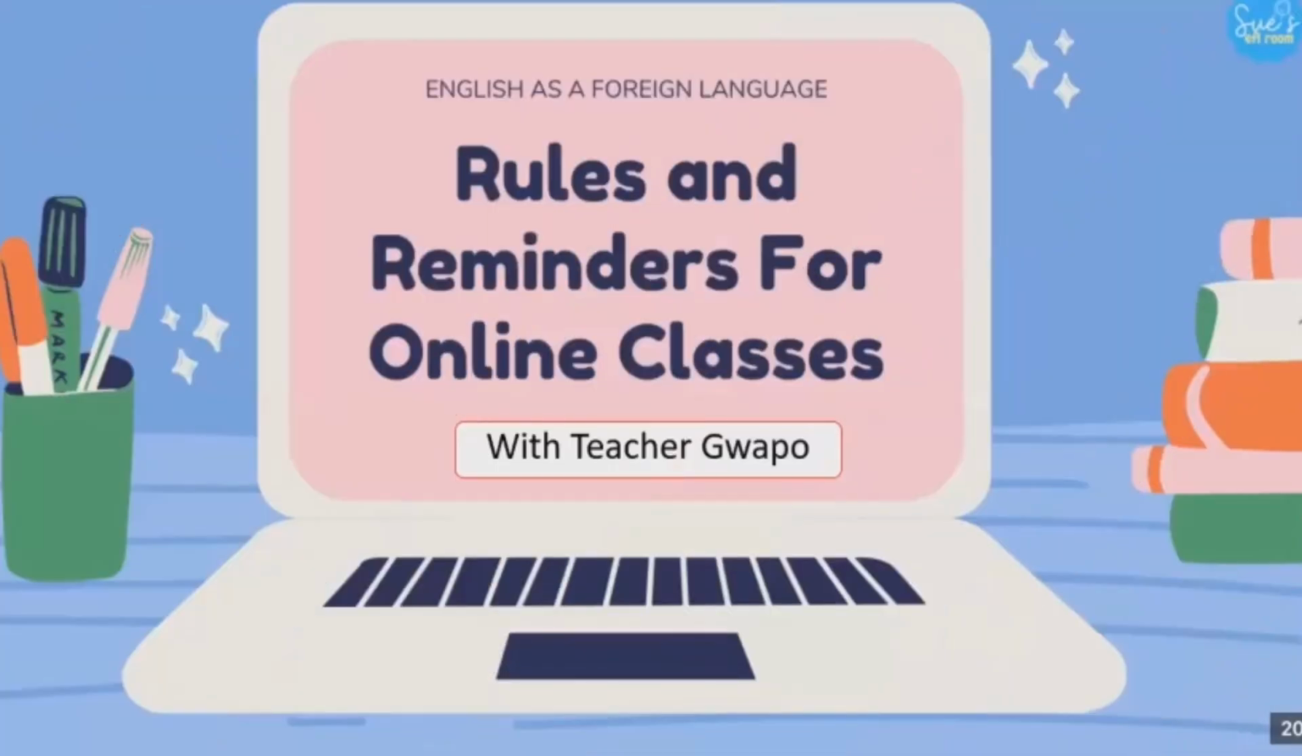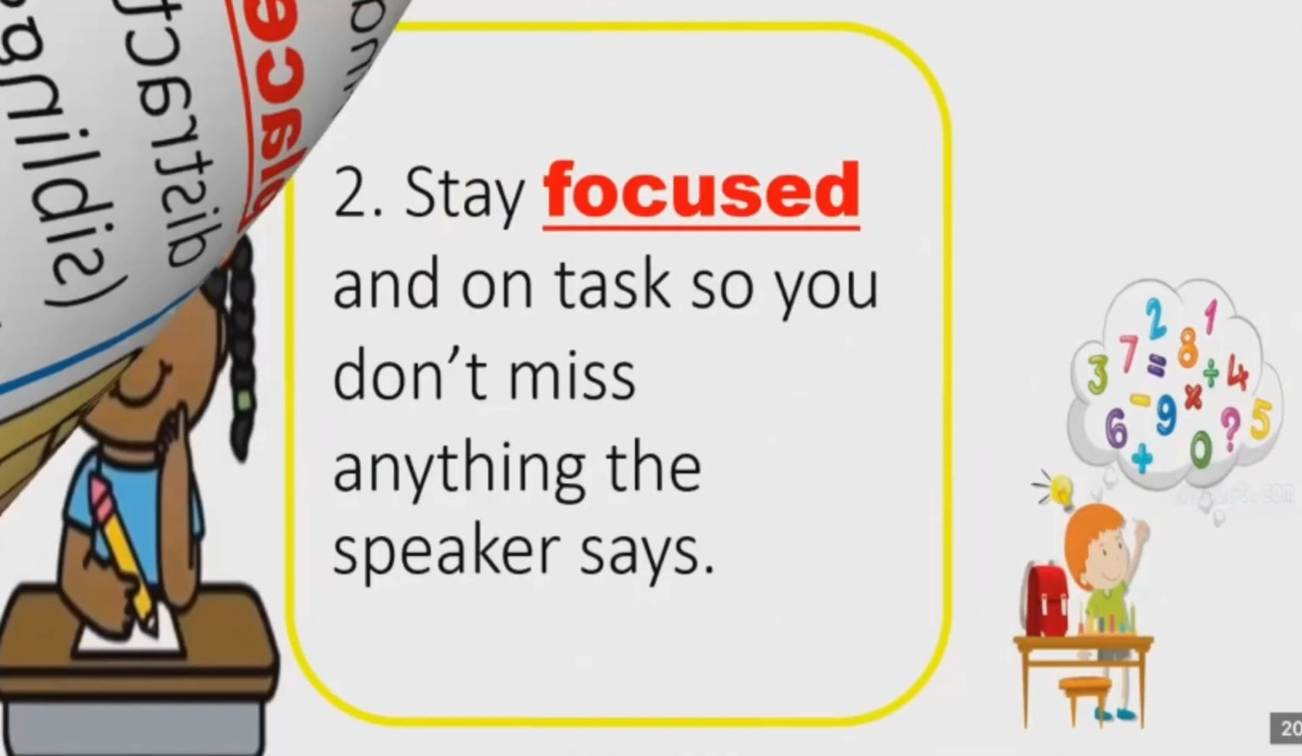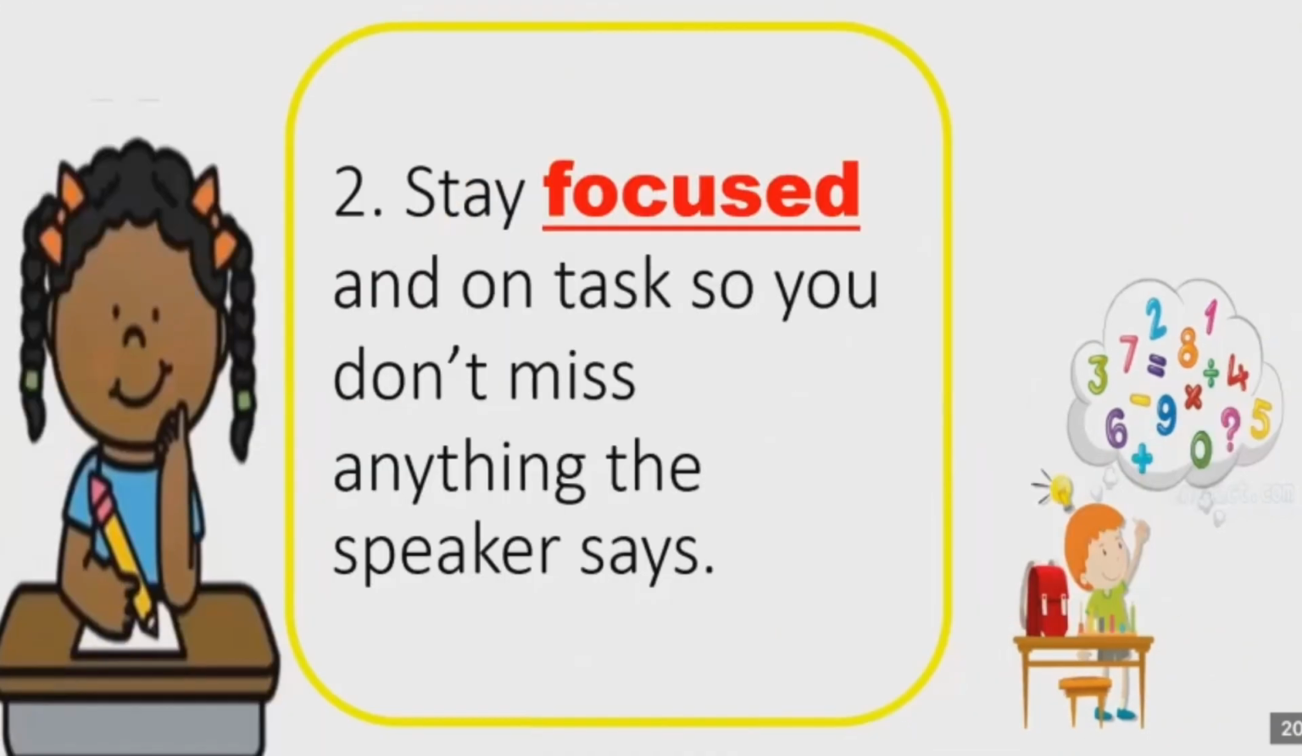Okay, now let me tell you the rules and reminders for online classes. The first one, we need to find a quiet place that is free from distractions, like our siblings, television, our parents, sometimes they call us, or sometimes we have pets. So that's why we need to find a quiet place so that we are able to concentrate. And number two, of course, we need to stay focused on the task so you don't miss anything that the speaker says, or I said.